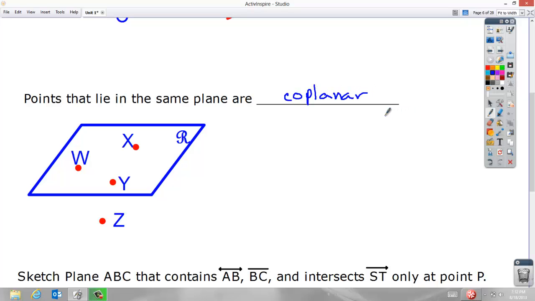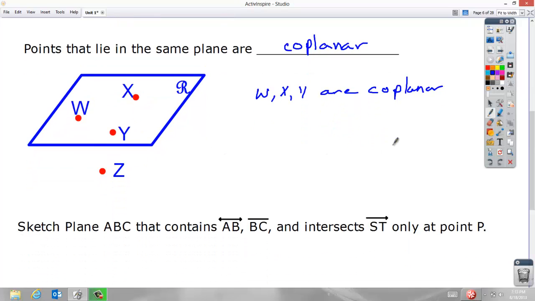Okay, coplanar. Same as before, same plane. So if we look at our picture here, our little drawing, W, X, Y, Z. Remember, R is not a point. R is the name of this plane. So we don't want to look at that, okay? It's not a point. W, X, and Y are in the plane. So W, X, Y are coplanar. Z, you could say, is non-coplanar.